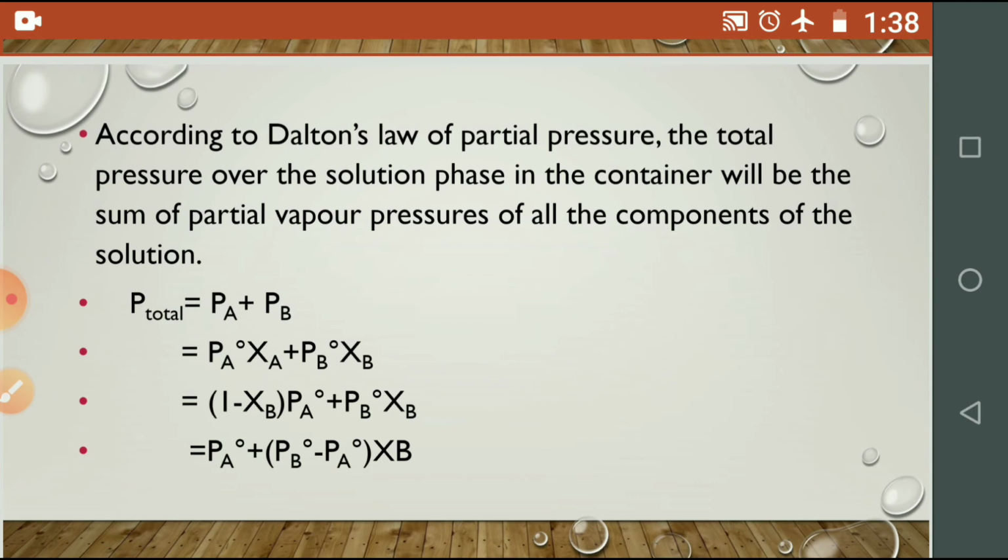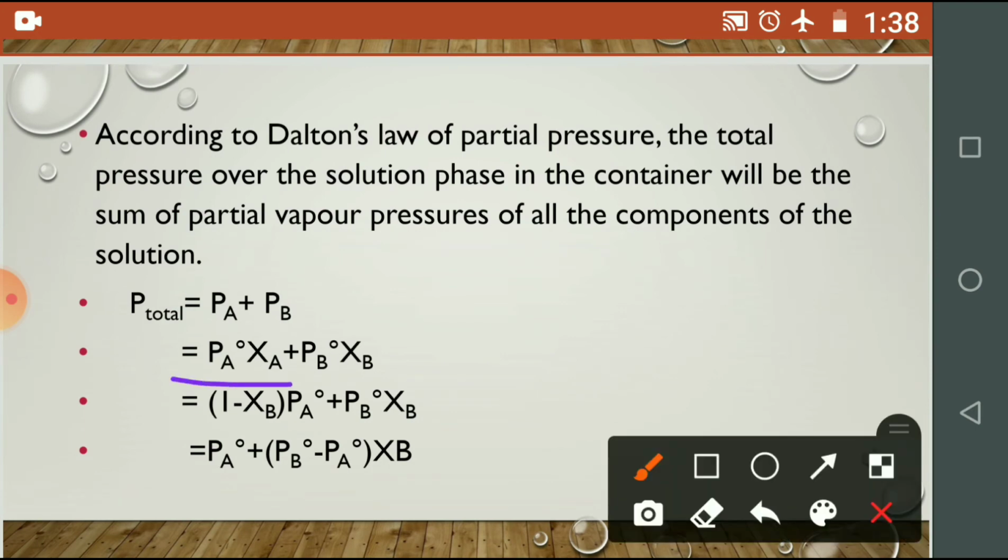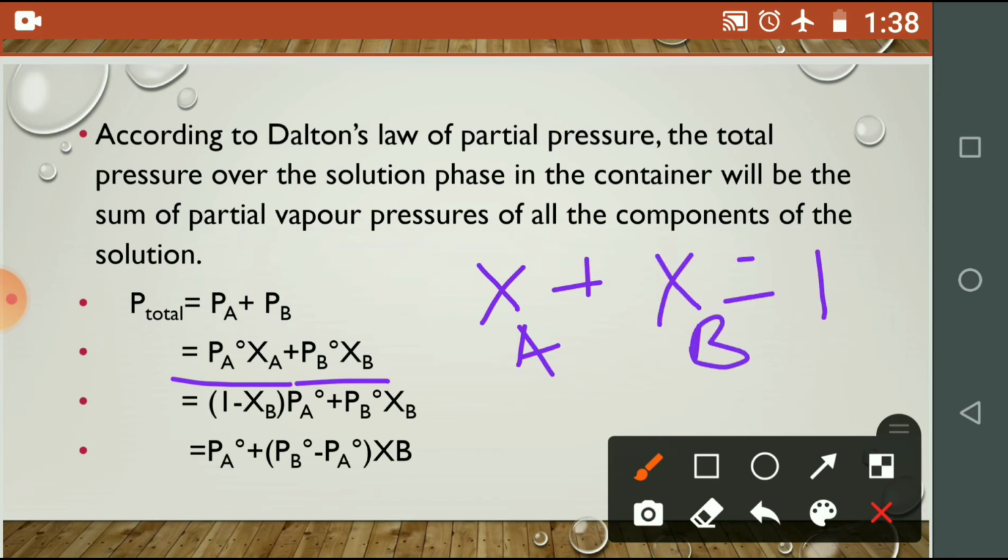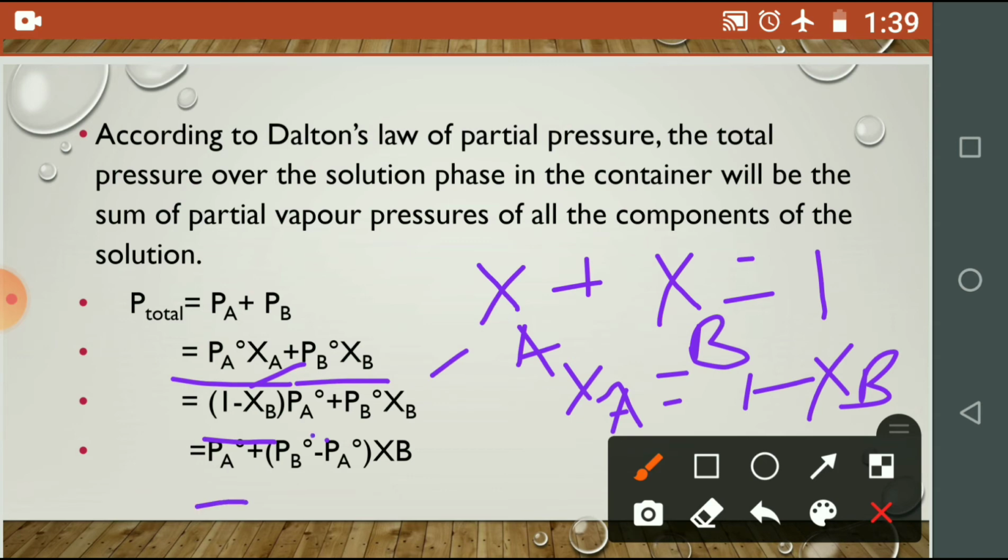ಅದನ್ನೇ ಸಬ್ಸ್ಟಿಟ್ಯೂಟ್ ಮಾಡ್ತೀವಿ ಇಲ್ಲಿ. P naught A into XA plus P naught B into XB. So again we know that sum of the mole fractions of all the components in the solution is always equal to 1. Thereby XA should be equal to 1 minus XB. So P naught A ಇಲ್ಲಿ XA ಬದಲು ಏನು ಬರಿಬೋದು, ನಾನು ಇಲ್ಲಿ 1 minus XB plus P naught B. So if we take XB out, then P naught A plus ಇಲ್ಲಿ P naught B minus P naught A into XB.